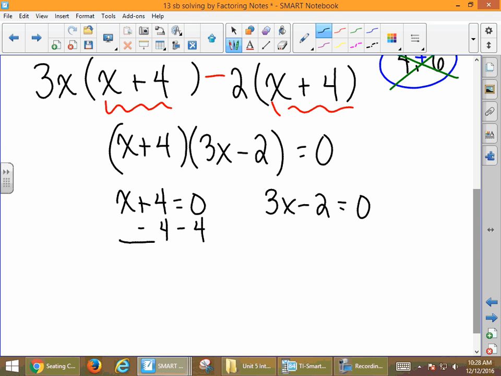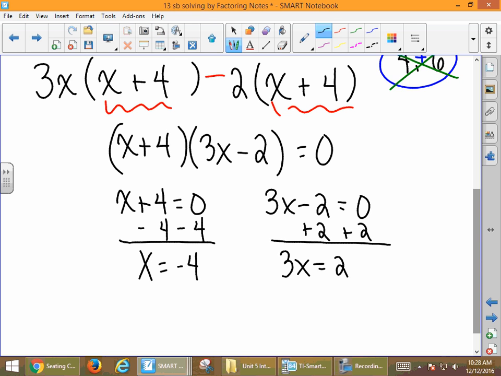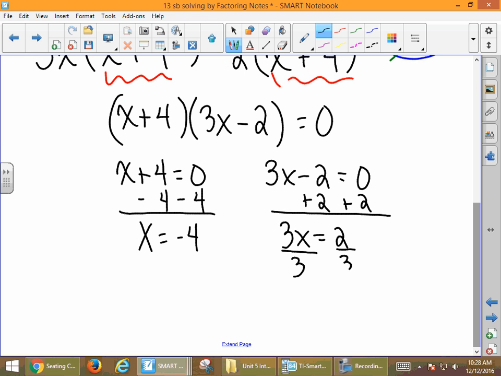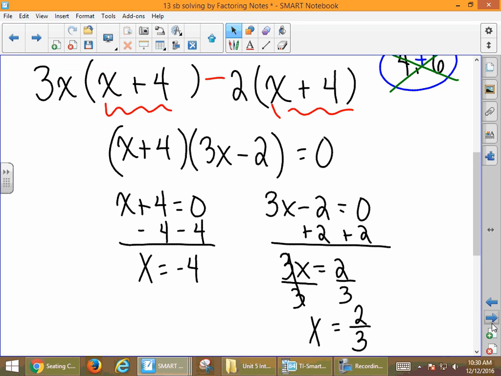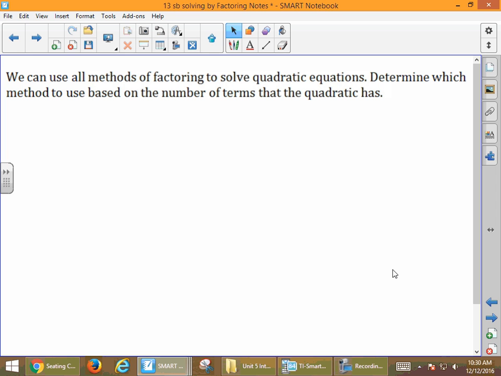We can subtract 4 from both sides to get x equals -4. Some people might be able to go from the parentheses to the answer. I'm fine with that. Over here, add 2 to both sides. We get 3x equals 2. Divide both sides by 3. So x equals 2/3. So the thing about solving by factoring is we can use all the methods.